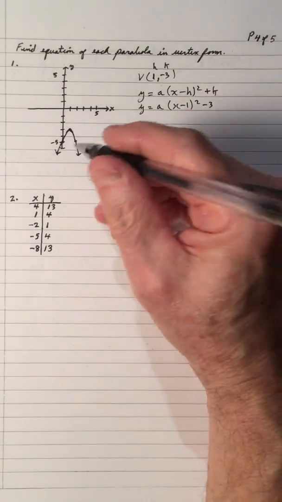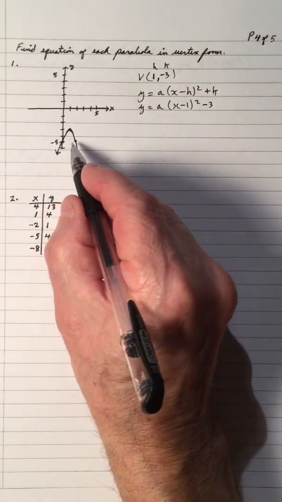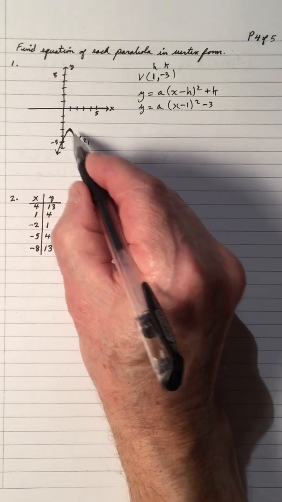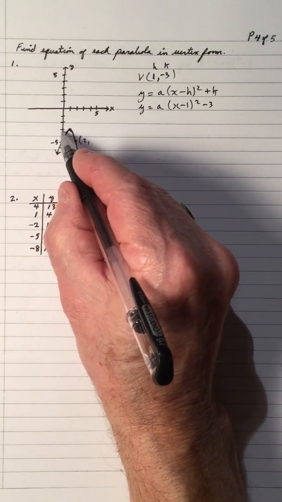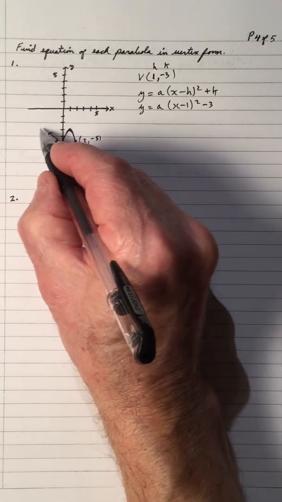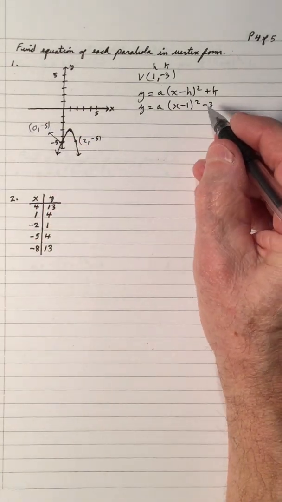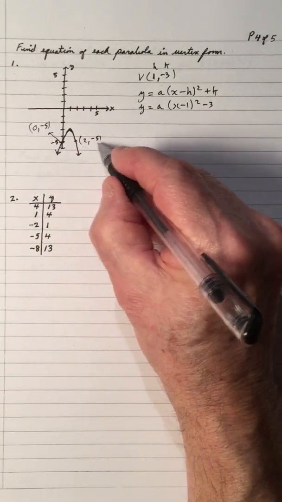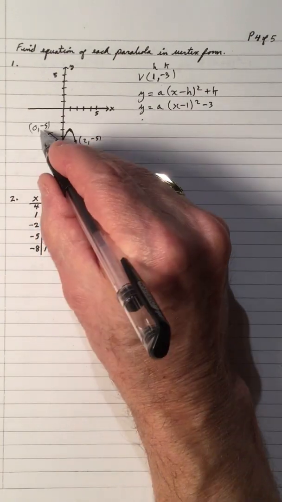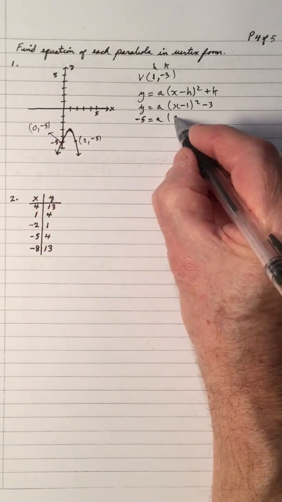Now I have to pick another point. Pick any other point on the parabola. So you could pick this point. This point right here is 2, 1, 2, 3, 4, 5. So that's 2, negative 5. Or you could pick this point right here, which is 0, negative 5. So anytime I put a point in, I like to put the 0 in. So I could put either one of these two in. So I'm going to pick this one. So y is negative 5. And x is 0.